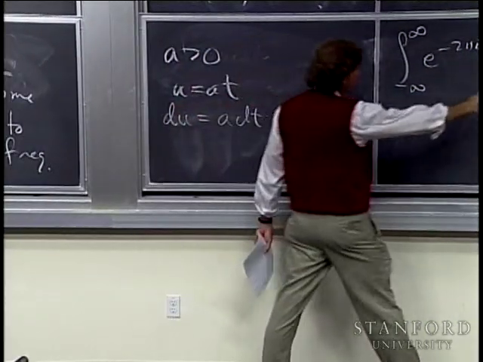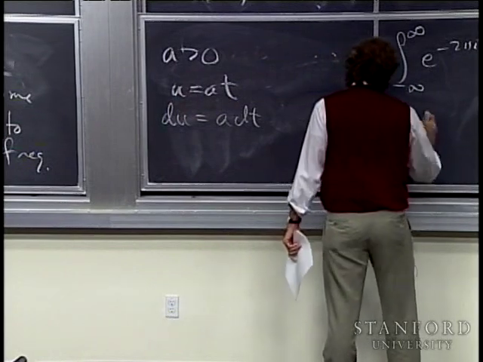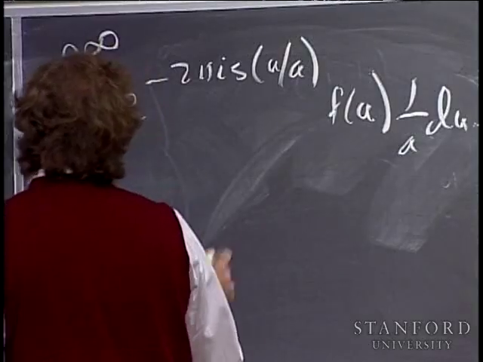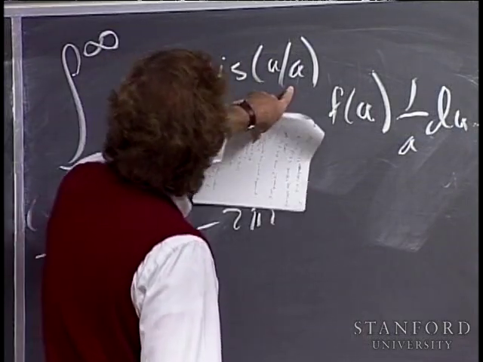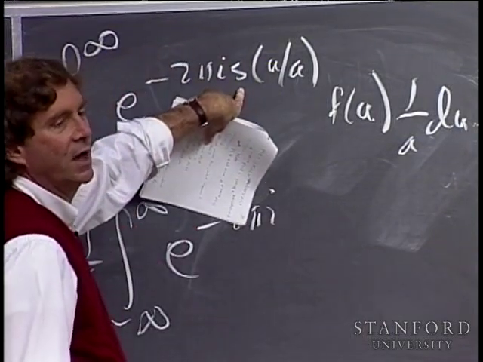And the 1 over a is a constant, so I can factor that out of the integral. The integral is from minus infinity to infinity, and this is minus 2 pi i. I'm going to put the 1 over a with the s instead of the u.